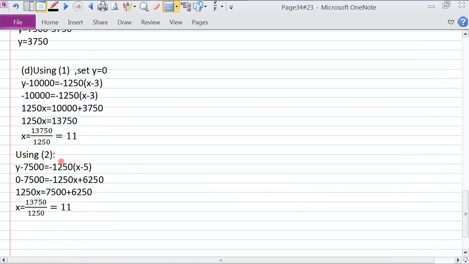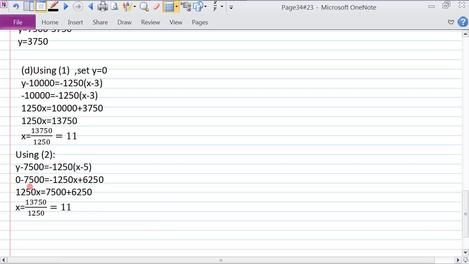Using equation 2, we do the same thing. Here's the basic equation 2, and here we're going to substitute 0. And we want to calculate x. We use the distributive rule to get minus 1,250 times x gives us minus 1,250x. Minus 5 times minus 1250 gives us 6250. And we move this from the left to the right, we get that.